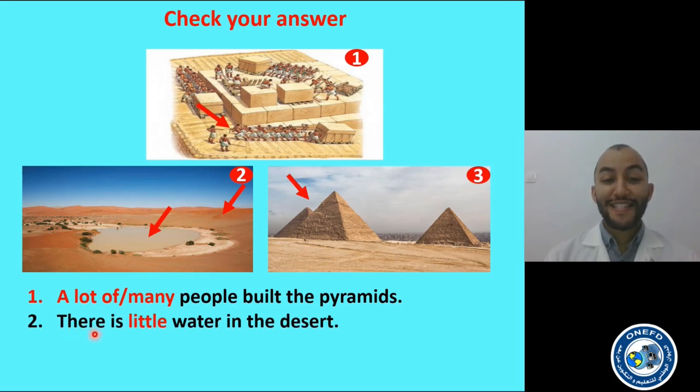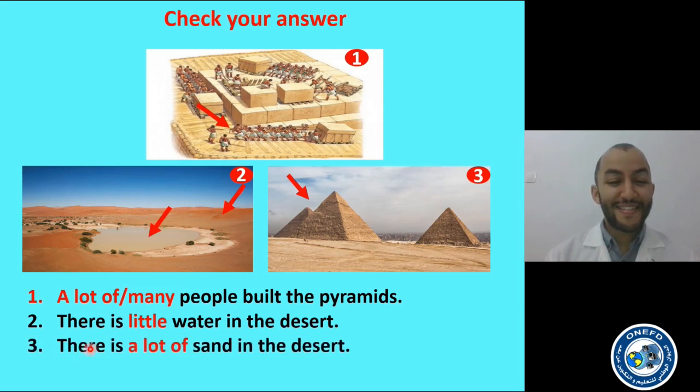We can say, for example, there is little water, because look at the water here in the desert. The quantity is really small. So we can say there is little water in the desert. Look here, the quantity of sand here. You know sand? So there's a lot of sand in the desert. A lot of sand in the desert. Is that okay?